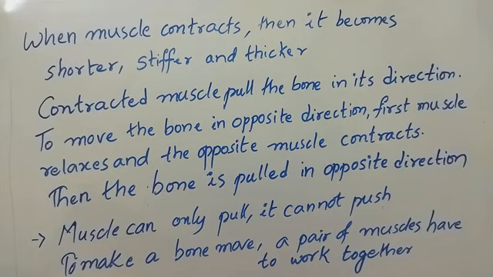When a muscle contracts, the contracted muscle becomes shorter, stiffer and thicker. The contracted muscle pulls the bone in its direction. To move the bone in the opposite direction, the first muscle relaxes and the opposite muscle contracts. Then the bone is pulled in the opposite direction.